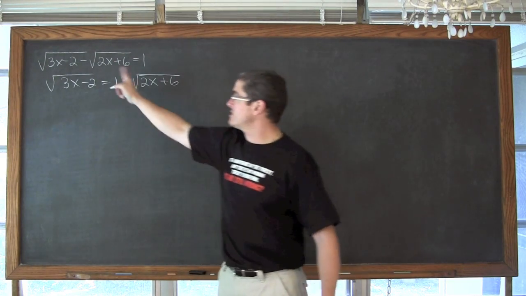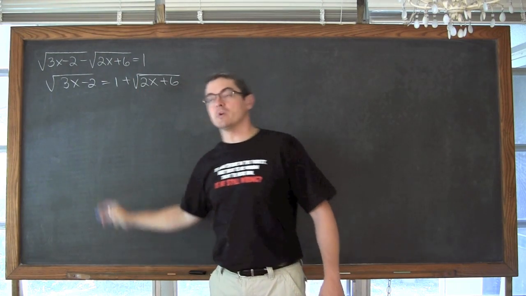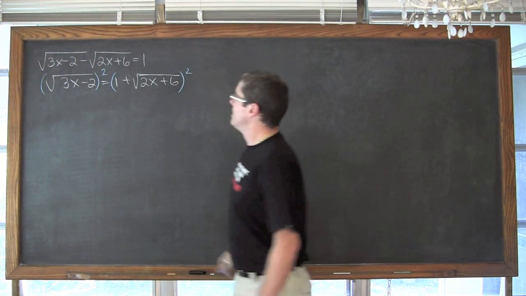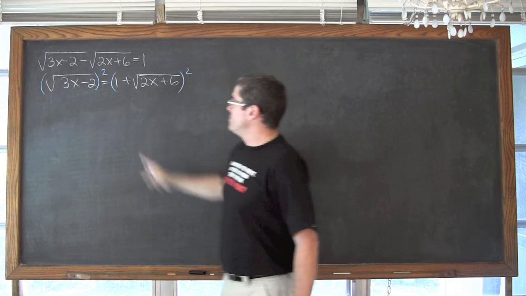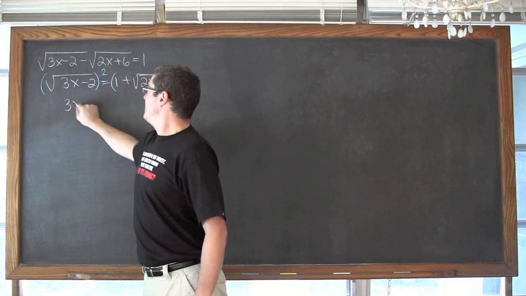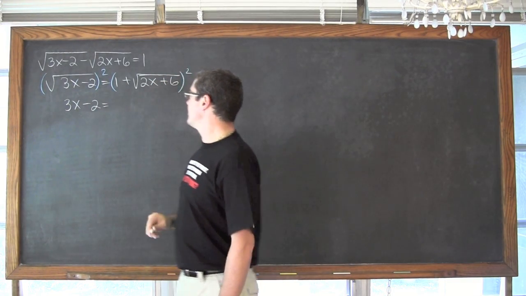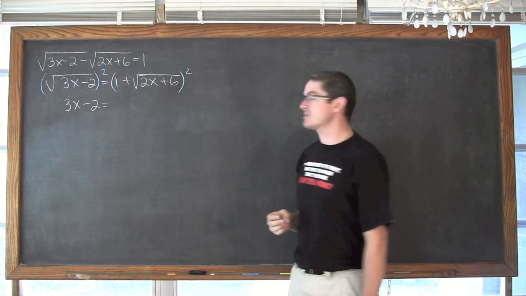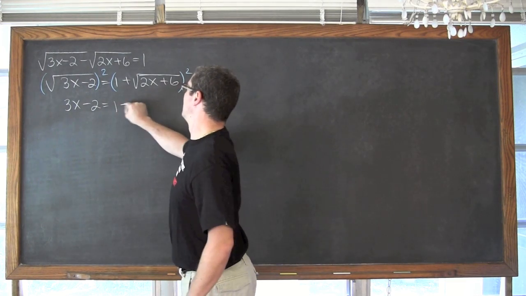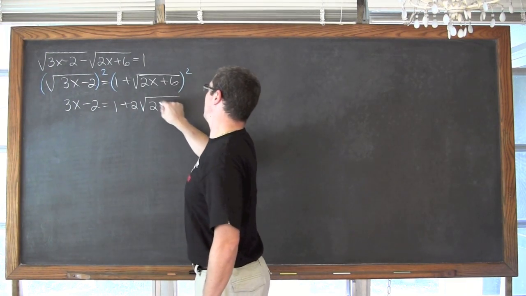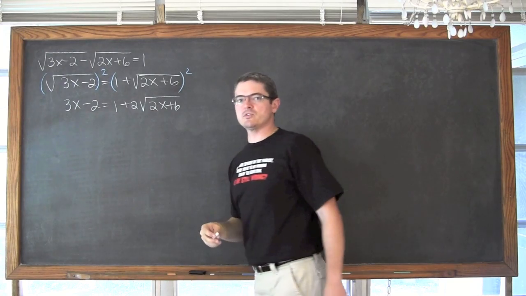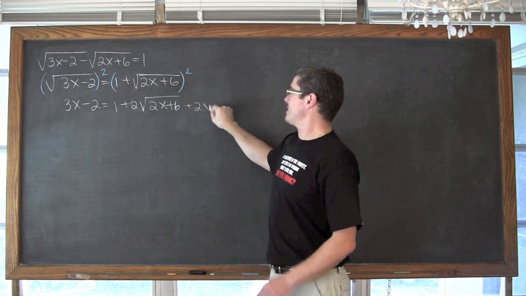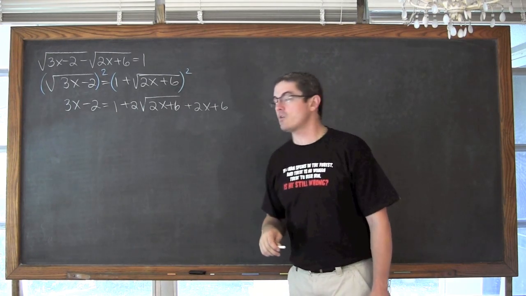We're going to isolate this, or excuse me, we just did that. We're going to get rid of this square root symbol by squaring both sides of the equation. So that means that we're going to cancel out this radical and get 3x minus 2. Now when you take 1 plus the square root of 2x plus 6 squared, we're going to get 1 plus 2 times the square root of 2x plus 6. You can show this work like I did in the last example. And then we're going to get plus 2x plus 6 down here at the end of the equation.